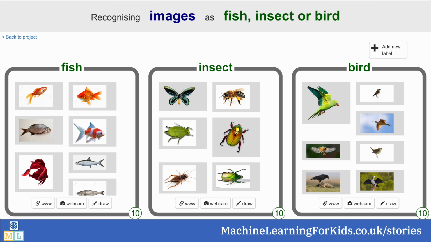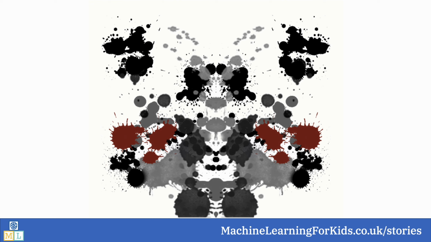I asked the other group to train the computer to recognize photos of creatures. They chose a few types of creature, fish, insect, and bird, and they started collecting training images that they could use to train a machine learning model for that. I didn't tell them what we'd be using these for until they'd finished, but once their machine learning models were ready, I revealed what we'd be doing, asking the computer to recognize inkblot pictures.